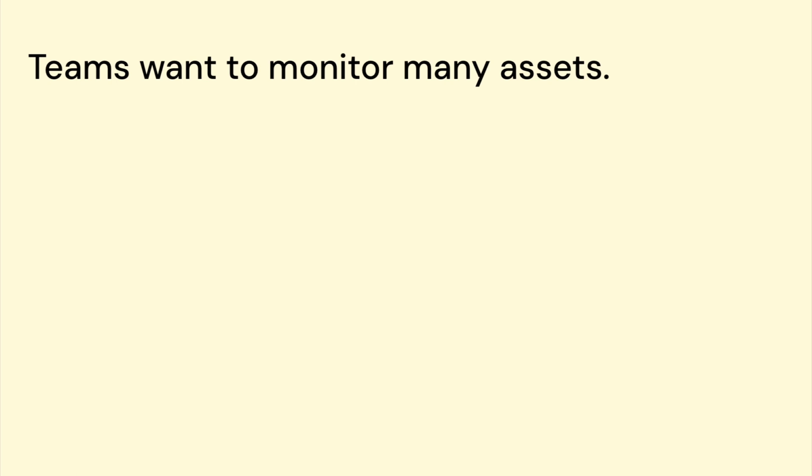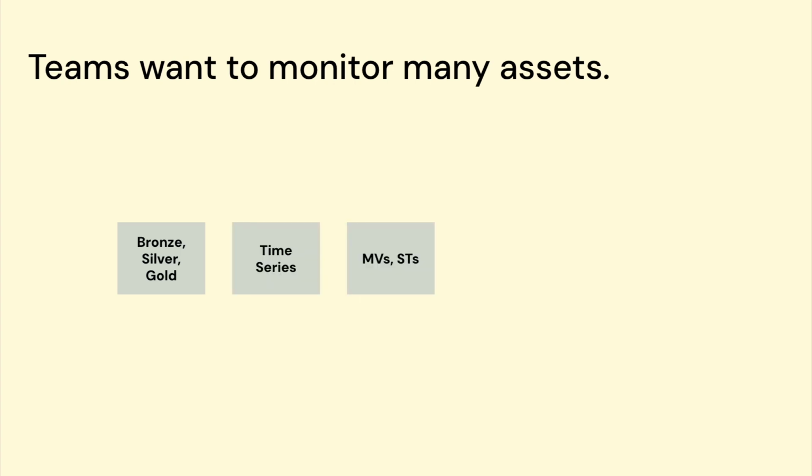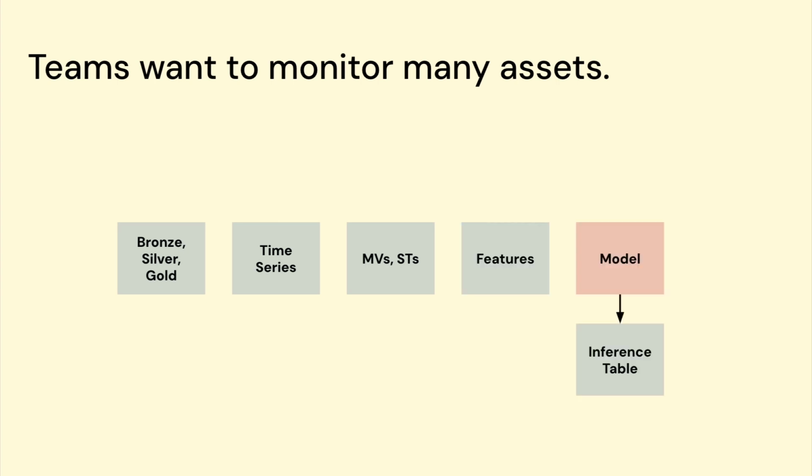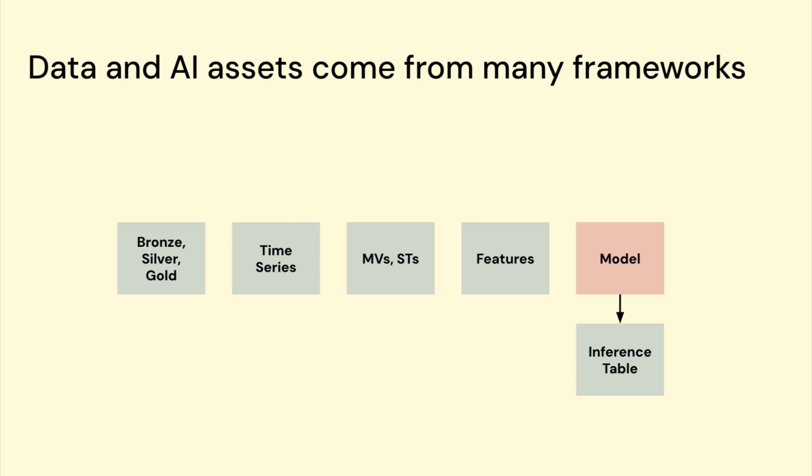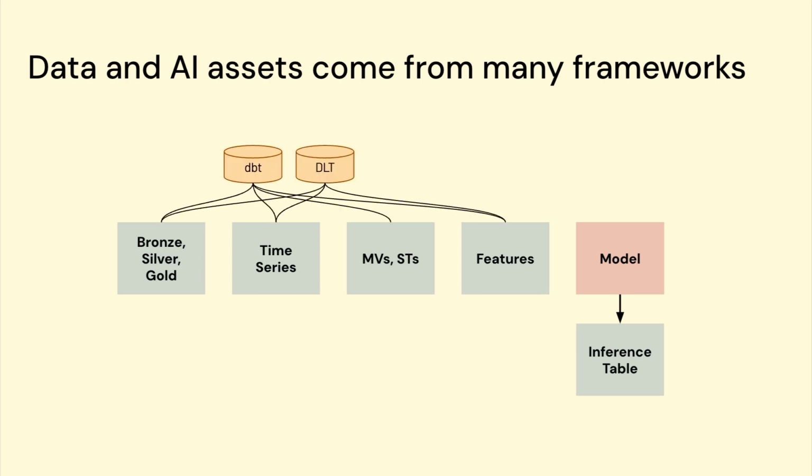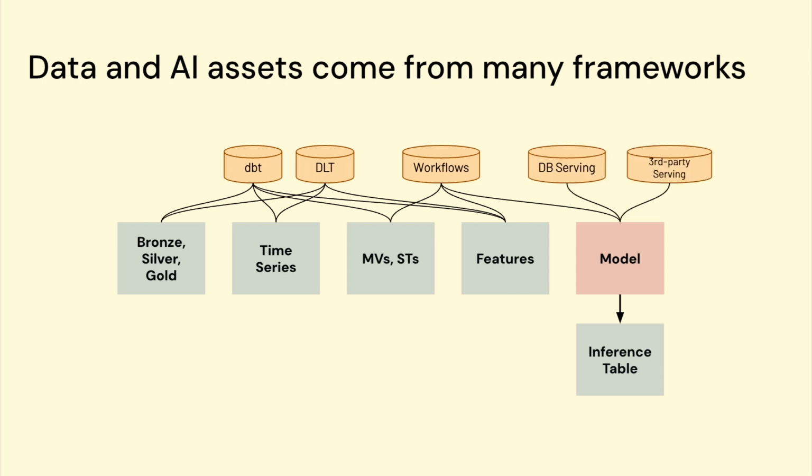Yeah, thanks, Kasey. So we know that teams, like yourselves, want to monitor many different assets. So this can range from bronze, silver, or gold tables, time series, materialized views or streaming tables, feature tables, or if you're monitoring a model, this can come into inputs and outputs in an inference table. With all of these tables, they may be coming from multiple different frameworks, whether that's dbt, DLT, workflows, serving, or some third-party serving. All of these tables can be created with different frameworks, or they could be hosted differently.